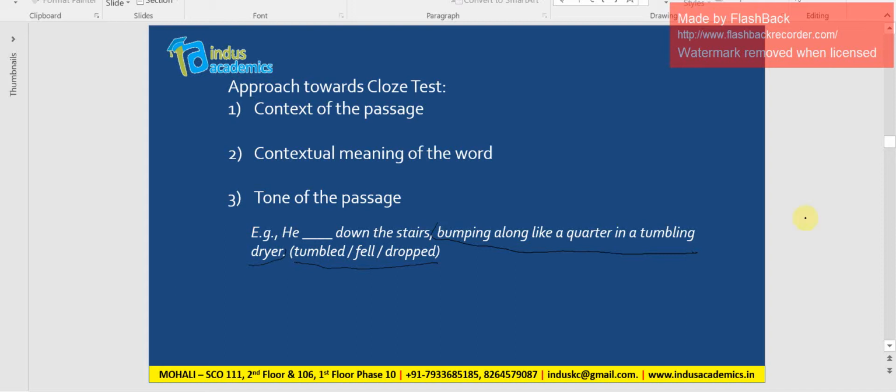So the correct option among the three will be tumbled. He tumbled down the stairs, bumping along like a quarter in a tumbling drag. Because if we use this option, it will maintain the humorous tone of the sentence.